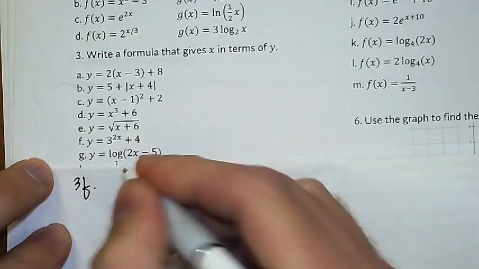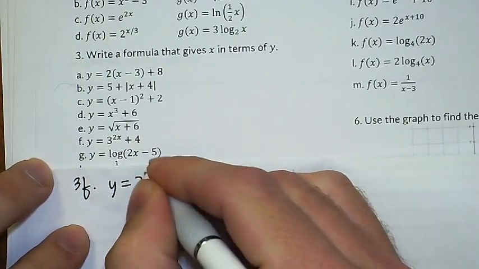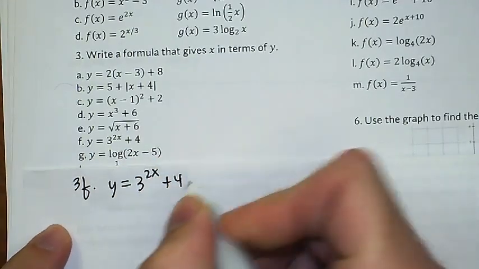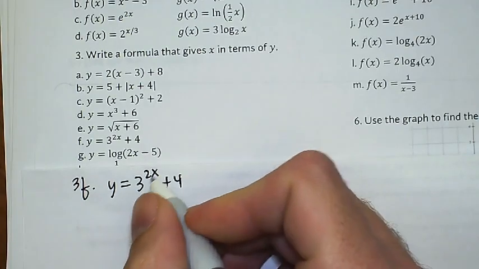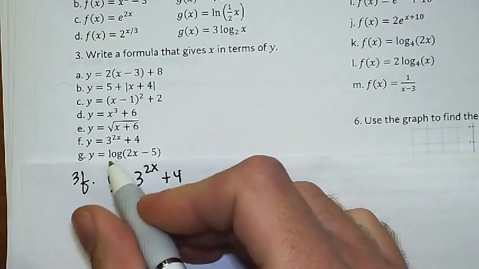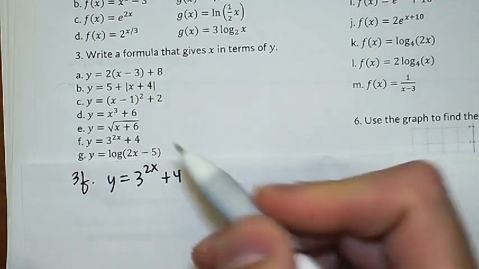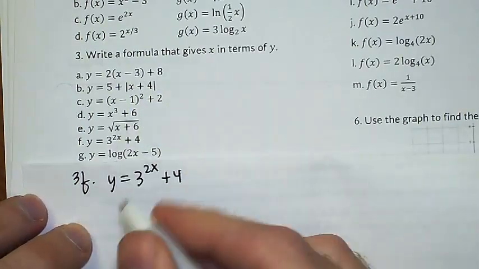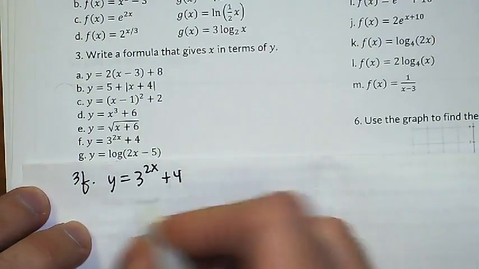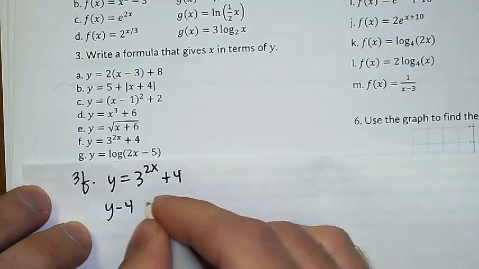Okay, so 3f. y equals 3 to the 2x plus 4. When we were solving these exponential equations, we had to isolate the exponential. It's like we had to isolate the log, or isolate the absolute value, whatever. Isolate the radical. It's always been a theme. We start with isolating. So I'm going to subtract 4 from both sides.